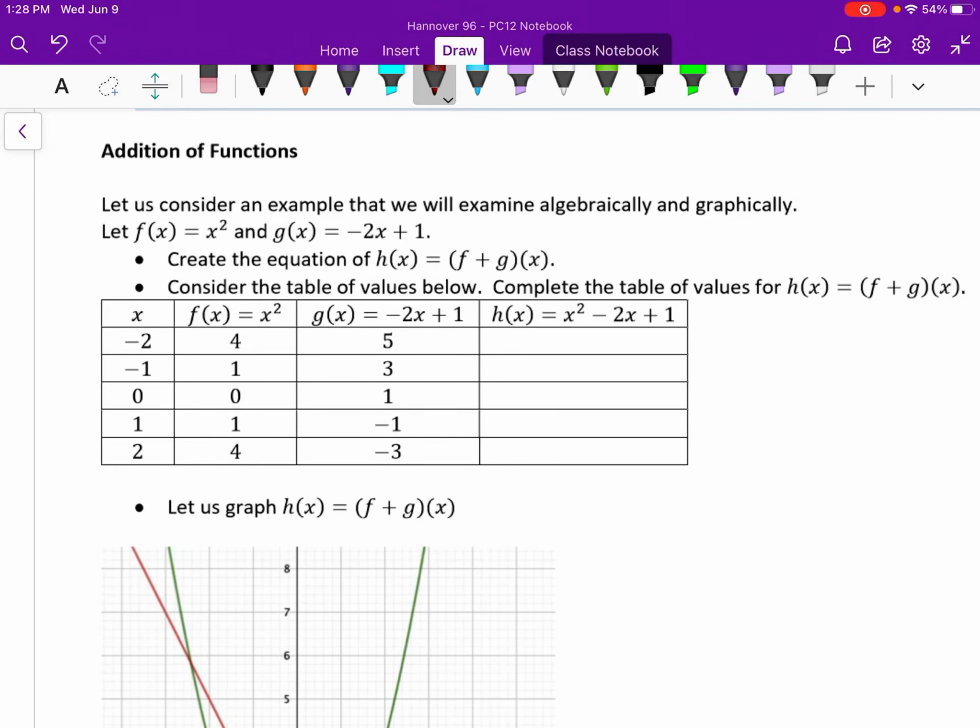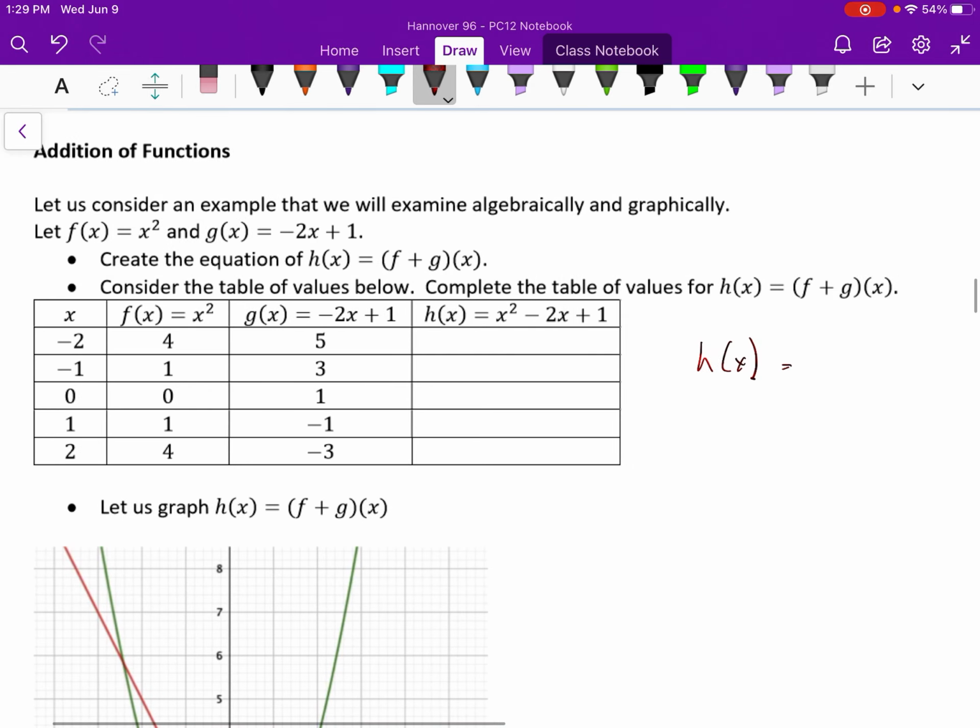So we're going to do an example algebraically and graphically. Let f of x equal x squared and g of x is equal to negative x plus 1. We're going to create an equation for h of x is equal to f plus g of x. So I'm just going to go over here. H of x is going to be equal to f of x plus g of x.